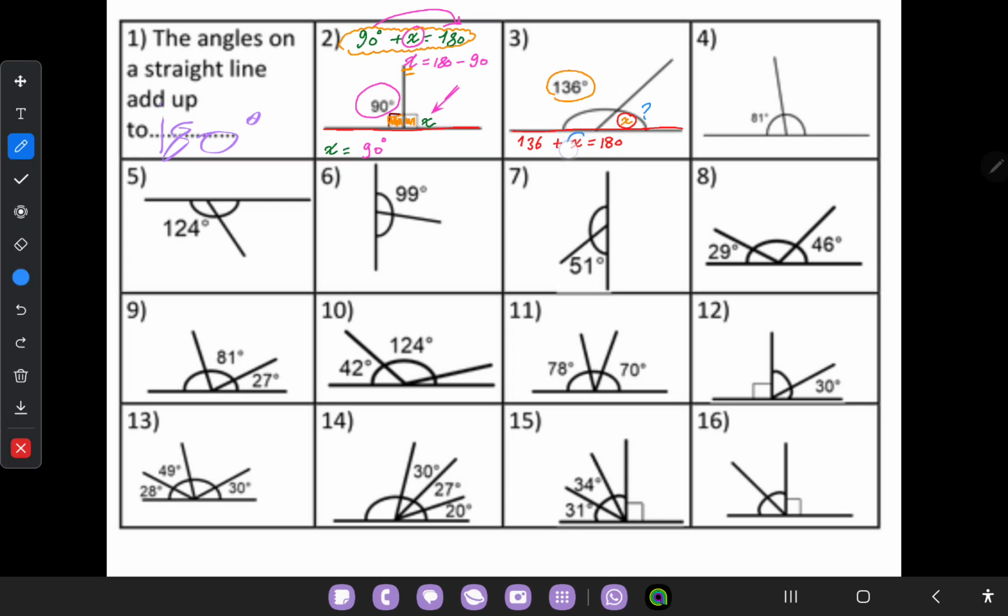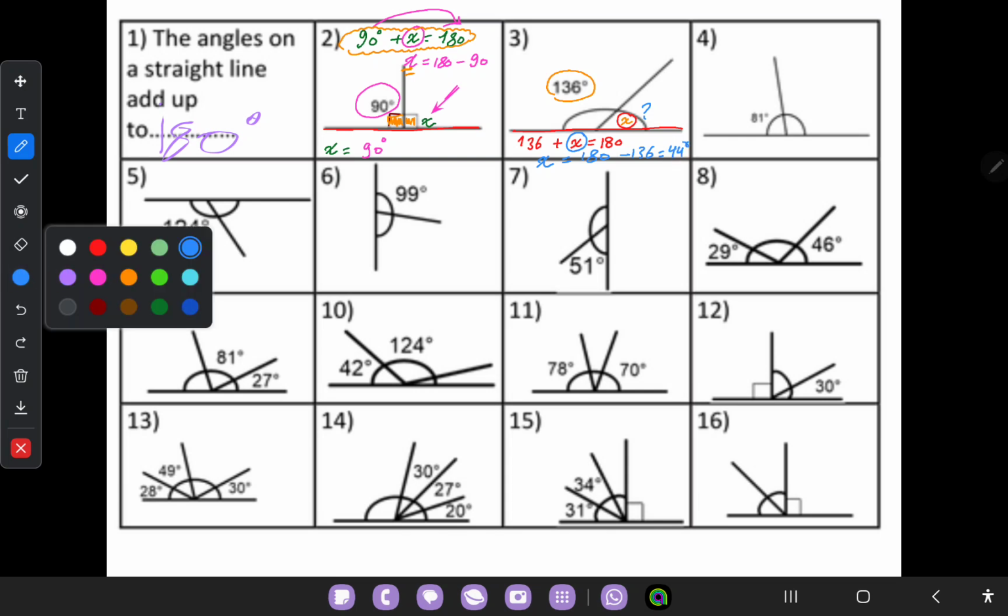So x equals 180 subtracted by 136. That would be 44 degrees. Yes, very good. Excellent. The next one, try by yourself.